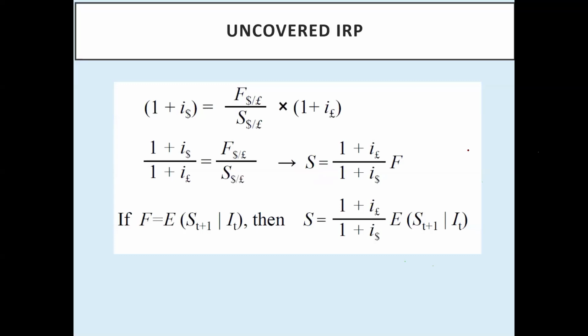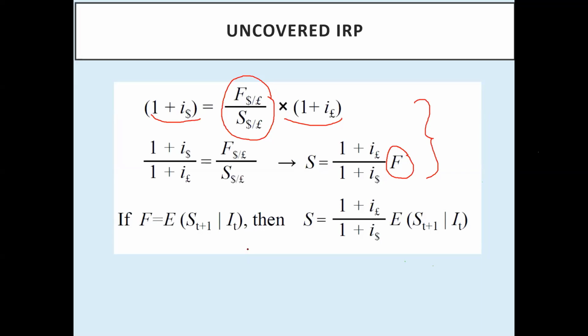All right, so next we'll talk about uncovered arbitrage, uncovered IRP. What we talked about before was we were linking the interest rates and the forward and the spot rates. So in this case, this is a covered IRP or covered interest arbitrage. By covered, we say that the foreign exchange rate risk has been taken care of by the forward contract.